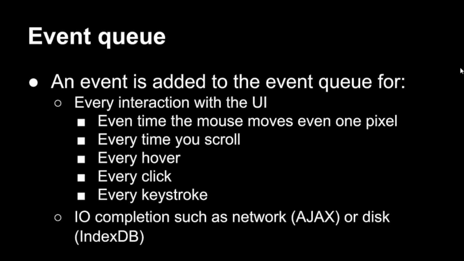Also, an event is added to the event queue every time I/O completes. So every time you do a network request or talk to disk, IndexedDB. There's some asterisk in that too, some details. Most browsers nowadays give you intermediate progress events when you're downloading stuff, so you can see when you're at 10%, 20%, 30%. So not just when you complete.